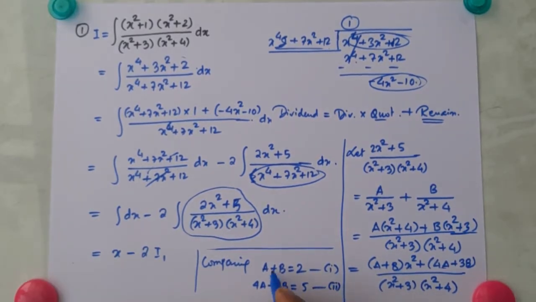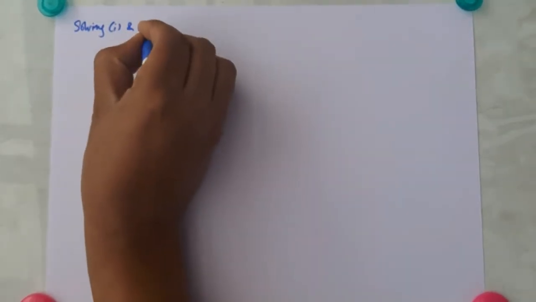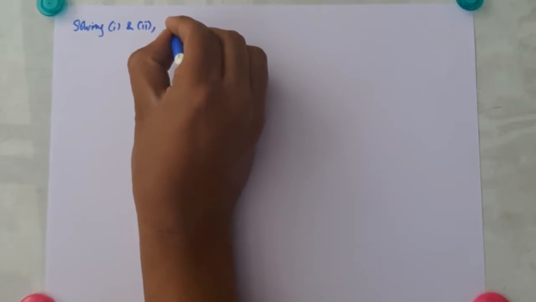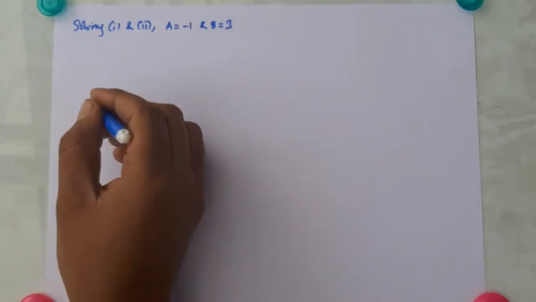So solve 1 and 2 and find the value of a and b. So you may pause the video and note it down. Okay, so when you solve a and b, that is solving 1 and 2, solving 1 and 2 gives you a equals to -1 and b equals to 3. Okay, so please do this part by yourself.